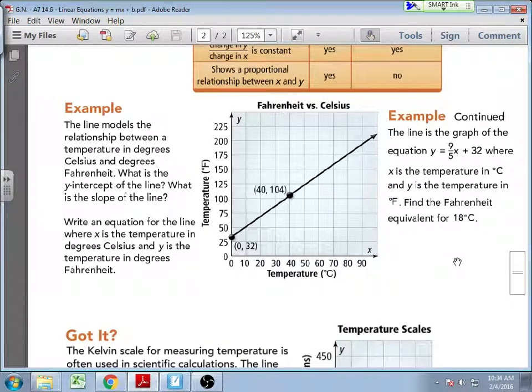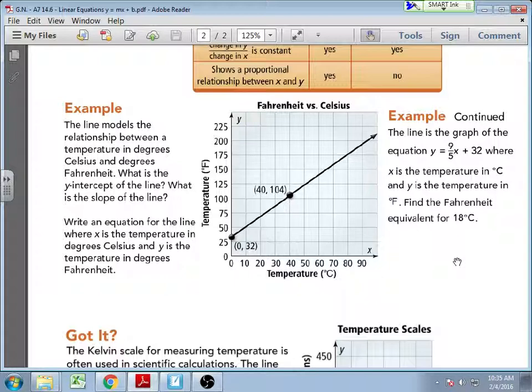So, is there a proportional relationship between Fahrenheit and Celsius? No. Is 0 degrees Fahrenheit 0 degrees Celsius? No. So it cannot be proportional. Is there a linear relationship? Yes, because the conversion can be written in an equation form.